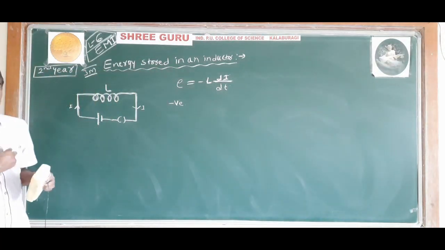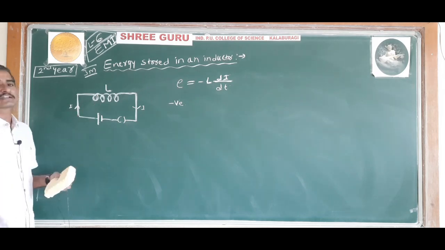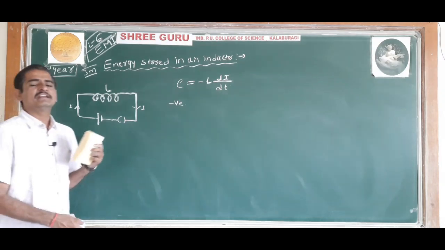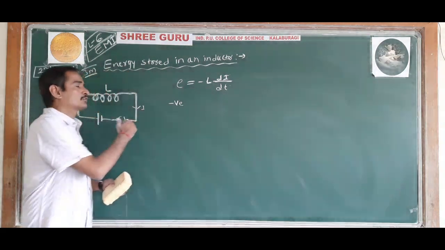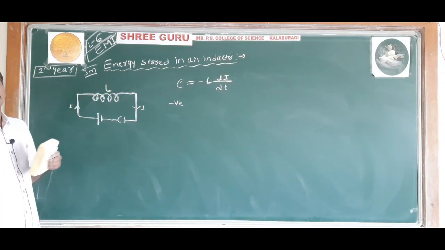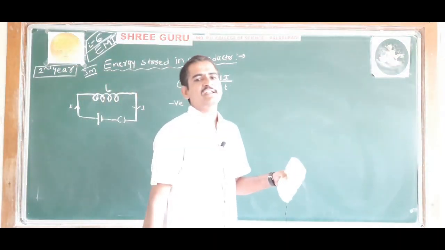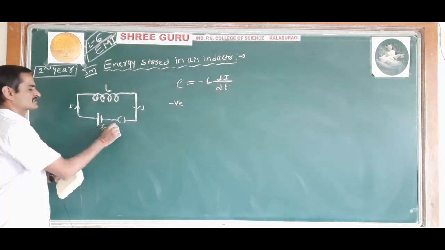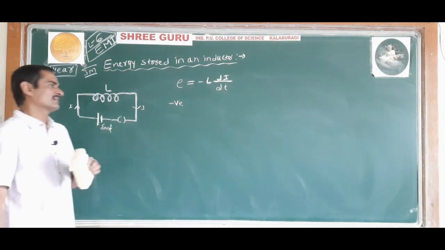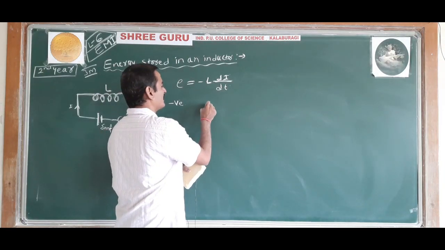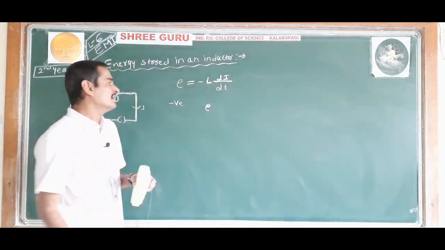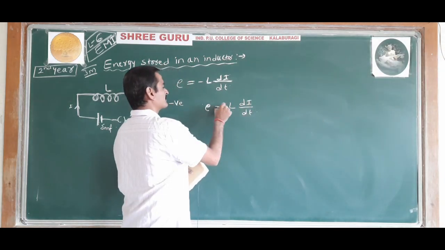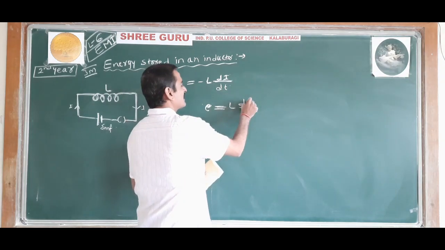That is, for the current to drive through the inductor, an external work has to be done, an external energy has to be supplied. That external work is done by the EMF of the battery. Let E be the EMF of the battery, and it is given by E is equal to L di by dt.